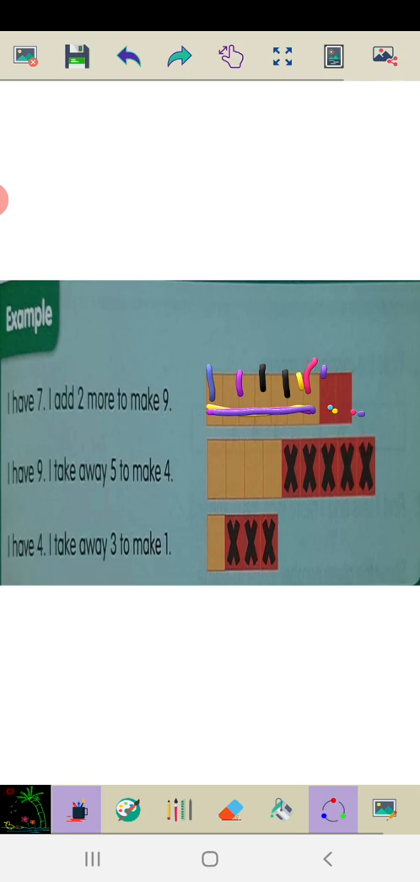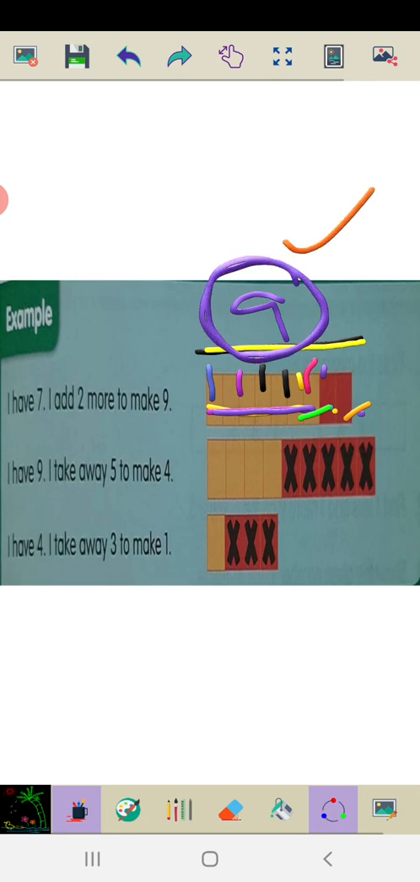So after 7, when I am adding 2, how many is it becoming? What is becoming the new number? 7, this is 8 and this is 9. So 9 is the new number. Initially it was 7 boxes. When I add 2 more boxes, the 7 becomes a new number, 9. Understood?